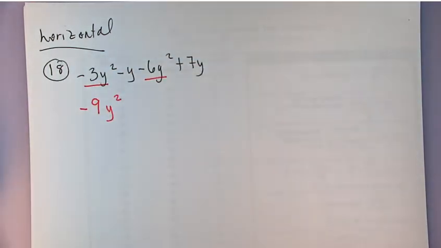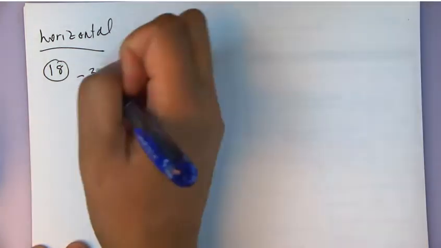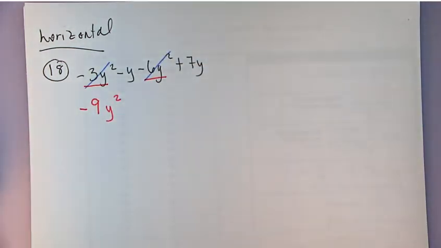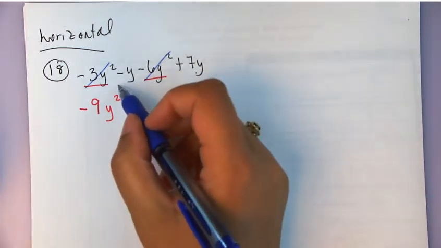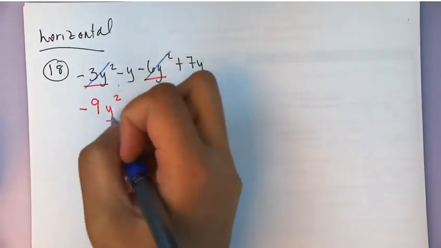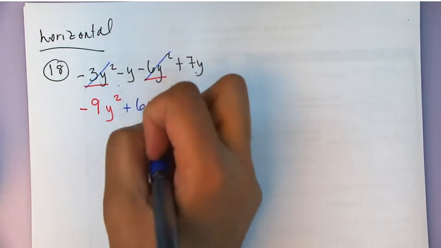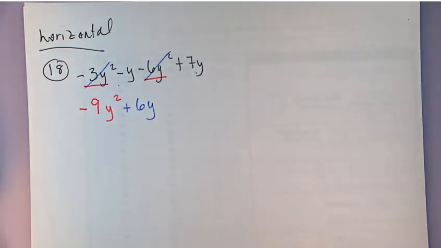Now let's do the next one. When I get done with it, I like to cross things out as I go so I don't make mistakes. Let's do the second term. I've got a negative y and a plus 7y. Negative y and a positive 7y gives me a plus 6y. And guess what? That's it. And I'm done.